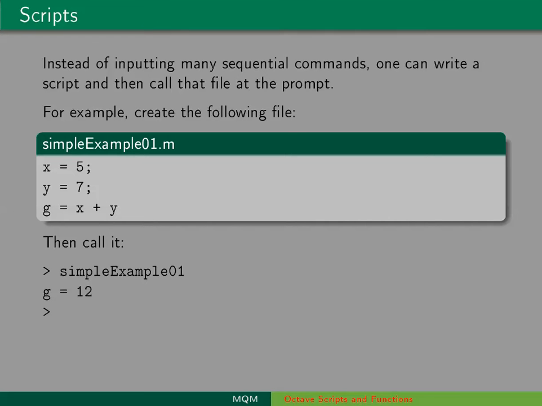And then in the Octave command window we call that script. So we just write simpleexample01, and then Octave will execute this script. Octave will go in and execute the first line, then the second line, and then the third line. And the reason we see g equals 12 is because this third line of the script doesn't have a semicolon, so we didn't suppress the output of that line. But now after executing it, in memory there is a variable called x that has a value 5, and there's also a variable called y that has a value 7 in addition to g.